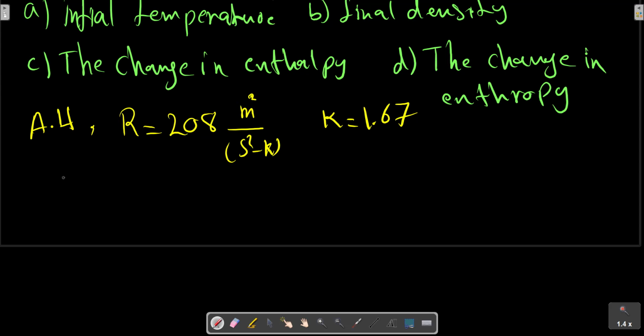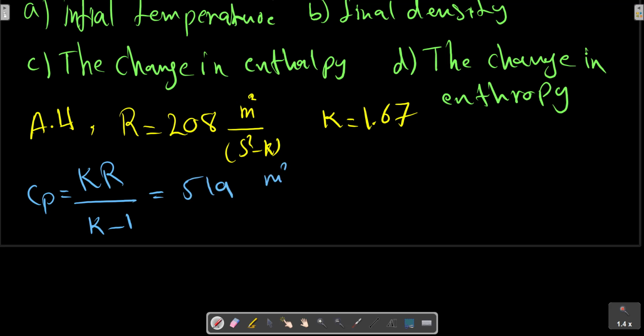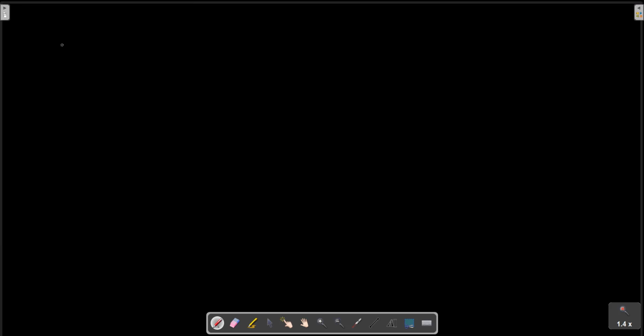With this as a specification, we can calculate Cp, which we calculated is 520 joules per kilogram Kelvin. The initial temperature and the final density are estimated from the ideal gas law, which are T1 equals P1 over rho 1 R.